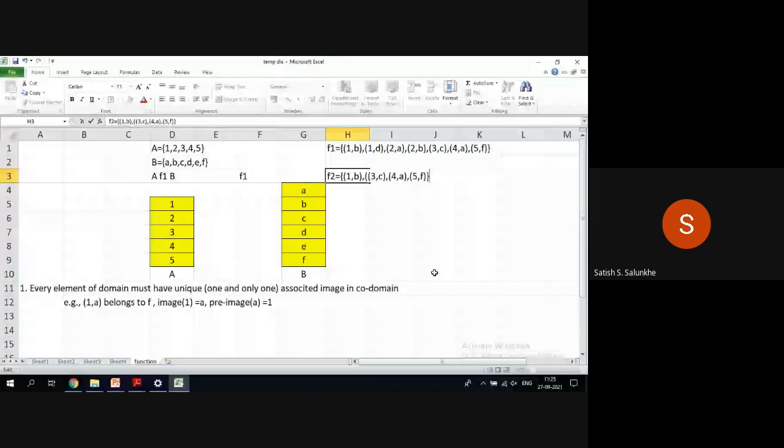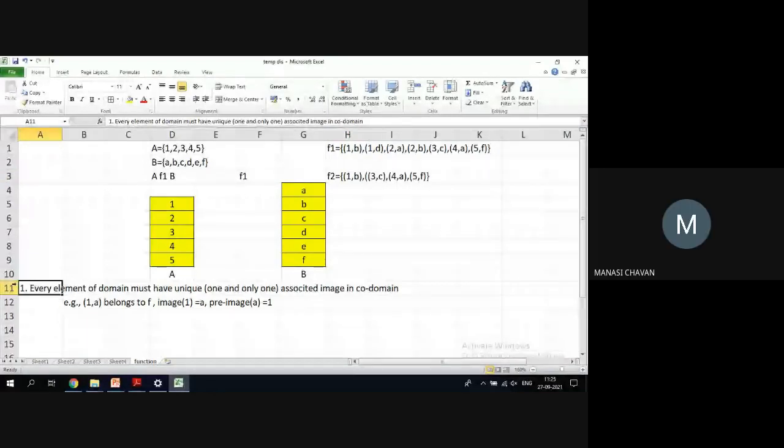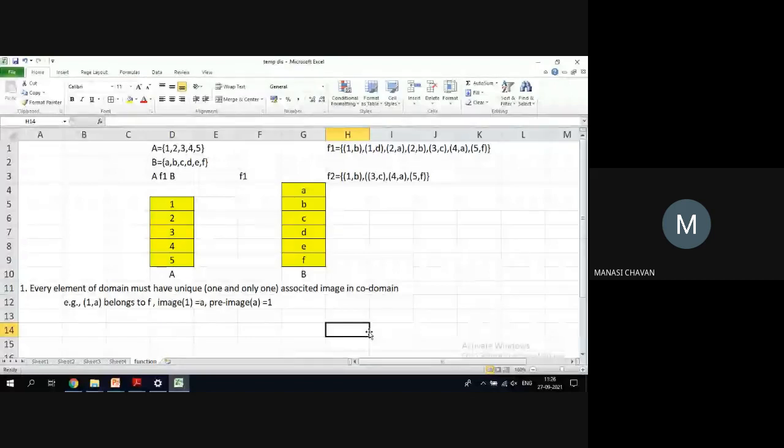Read out this loudly. Every element of domain must have unique associated image in codomain. So what is the meaning of every element of domain? Oh, sorry, sir. No, it's not a function because there is no codomain for 2. We are saying element 2 from domain is not having any associated image in codomain. Yes, sir. Okay, you can mute now.